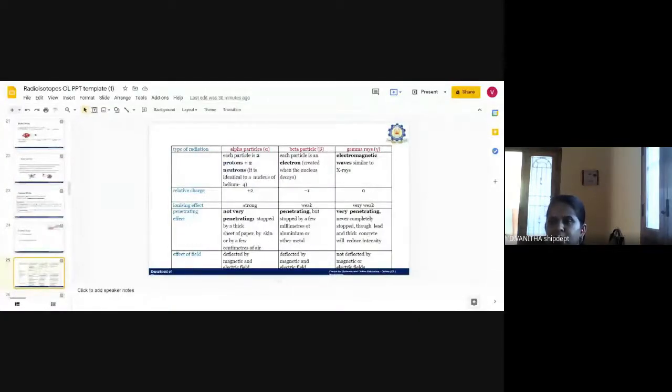Compared to that, only gamma rays have a higher penetrating effect than alpha and beta rays. Alpha and beta particles are deflected by magnetic and electric fields, but gamma rays are not deflected by electric and magnetic fields.